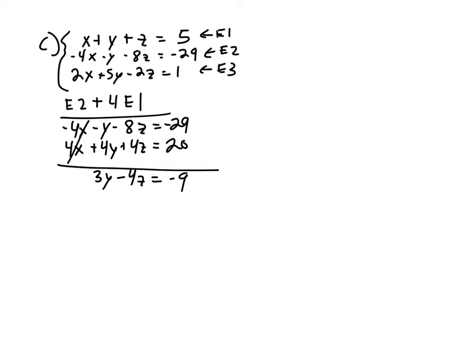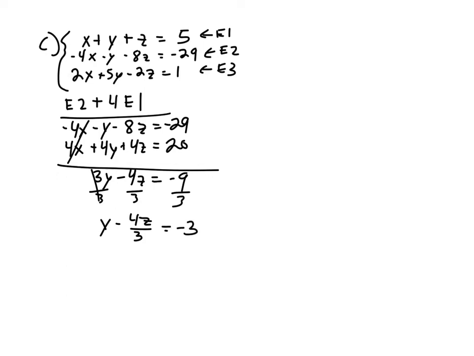Okay, now we need to get y by itself. Remember, in triangular form, you have a leading coefficient of 1 for whatever the leading term is. So let's go and divide every term by 3, to get y by itself. So we'll have y minus 4z over 3 equals negative 3.